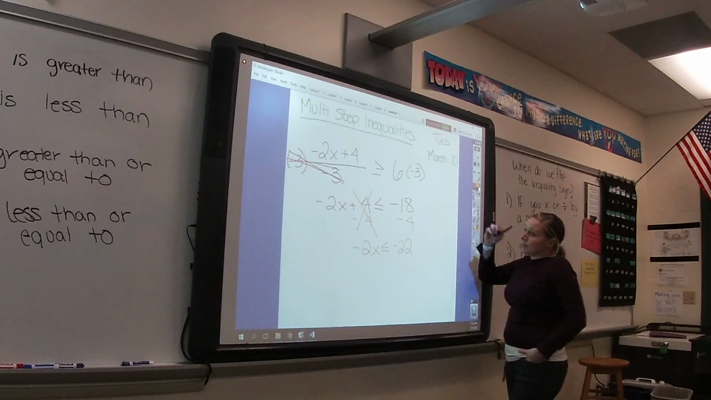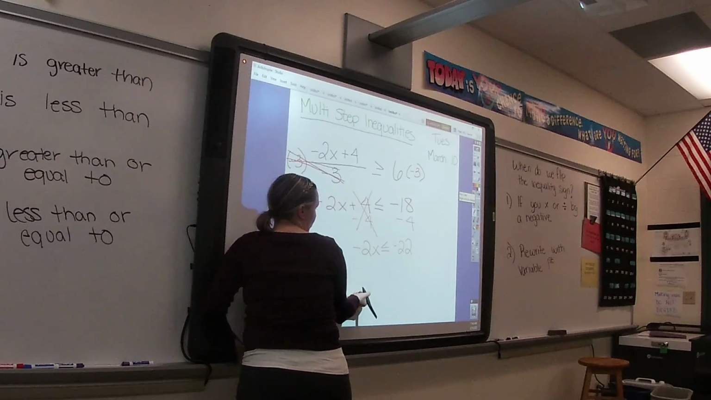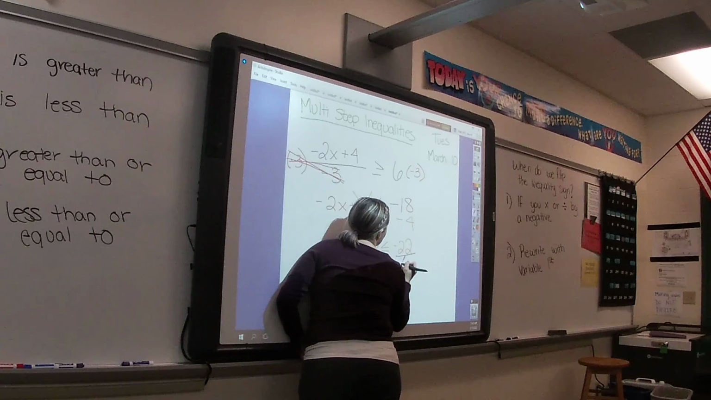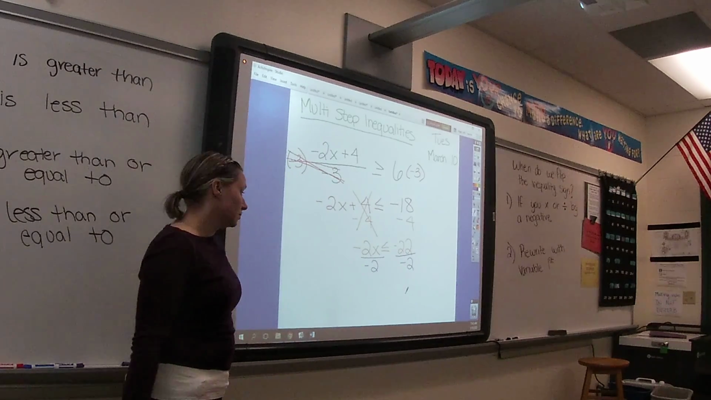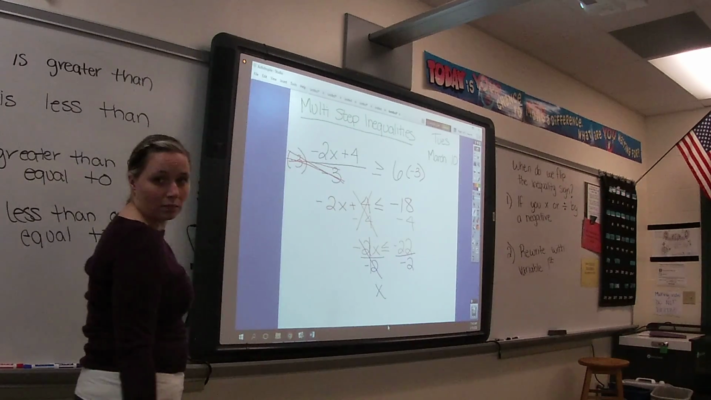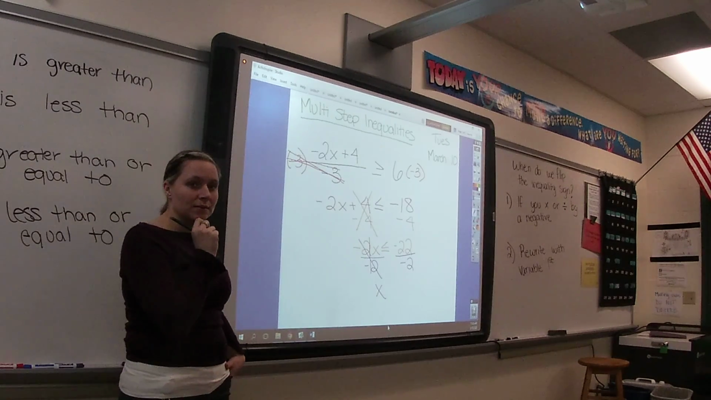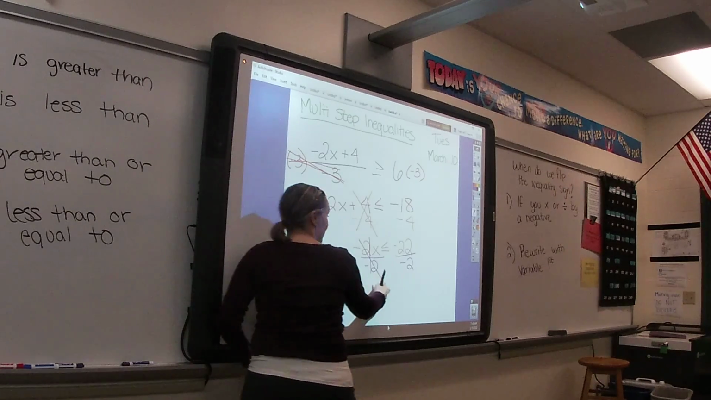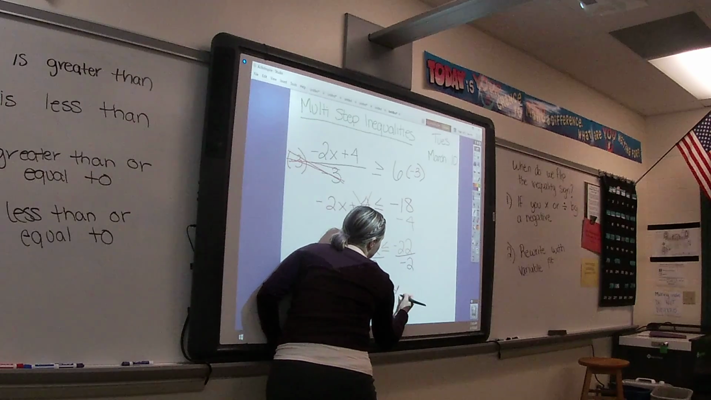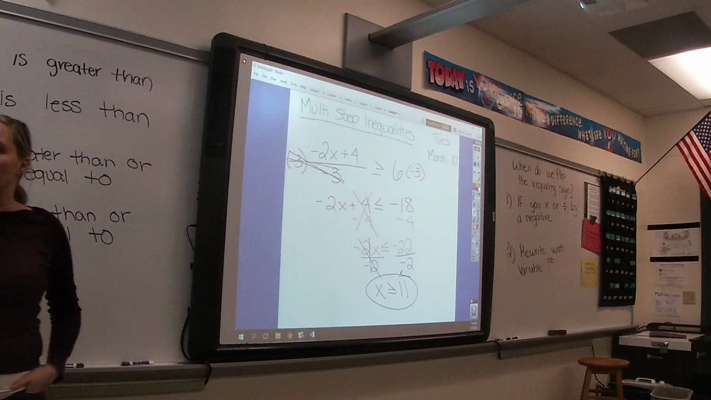Desiree, what are we going to do next? Divide by that negative 2. Okay, so right here we have multiplication. We'll undo that with division. Is this a reason to flip the sign? Yes, because we divided by a negative. So we're going to flip the sign again. We'll get x is greater than or equal to 11.